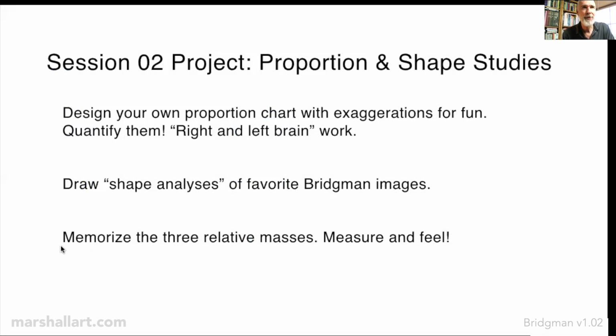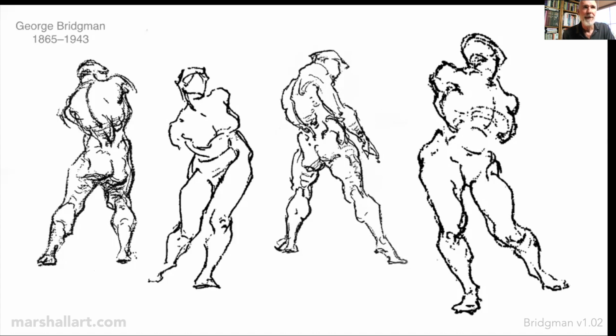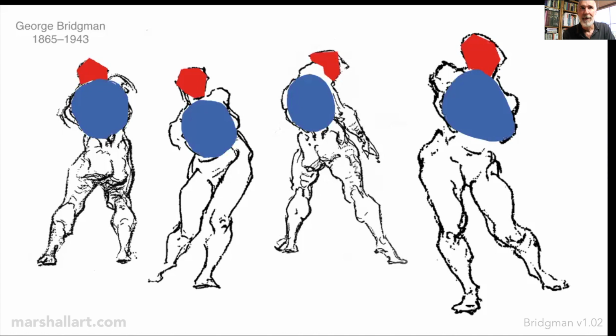There's the last part of your assignment. Memorize the 3 relative masses. Measure and feel. Go through your favorite Bridgmans. Try to see through those figures. The head exists. It makes a shape. That may not be the true shape of a real head, but you're studying Bridgman, and he reduced it to shapes like that. How about the thorax? Well, those are how he's treating it.